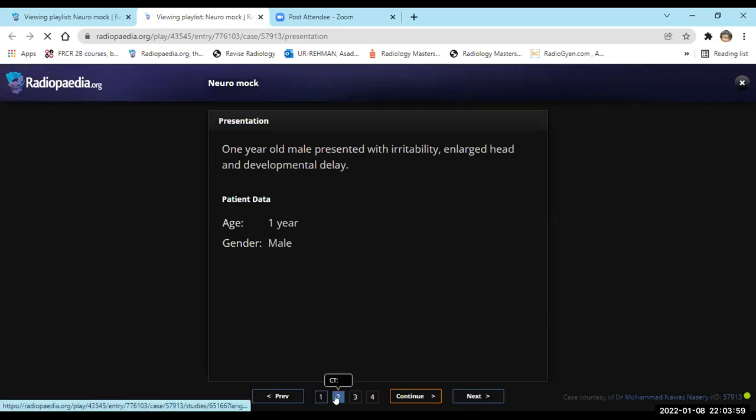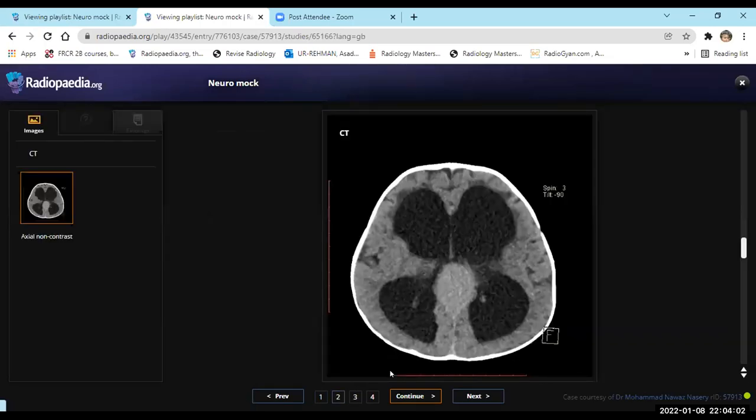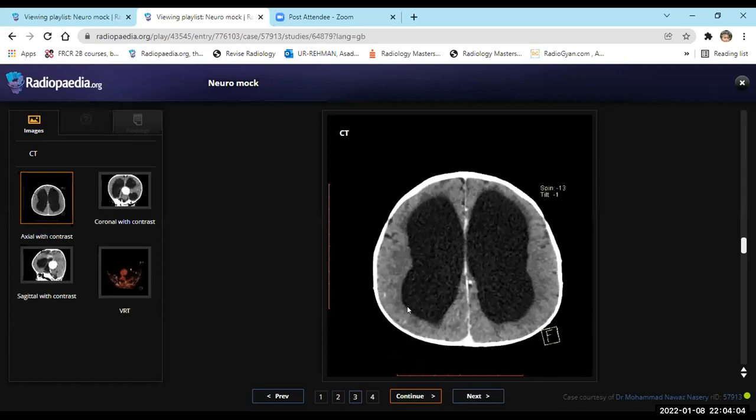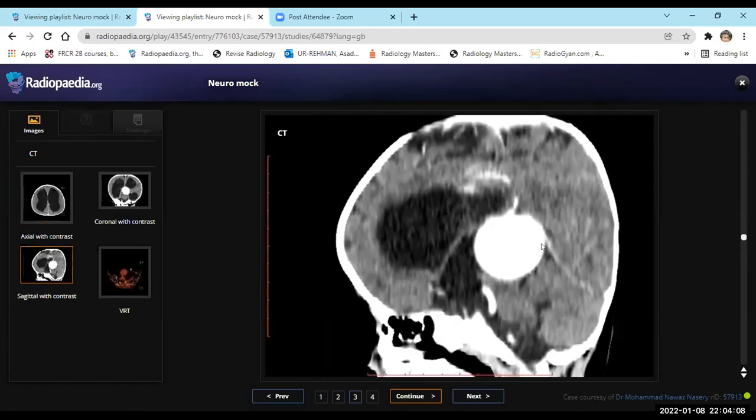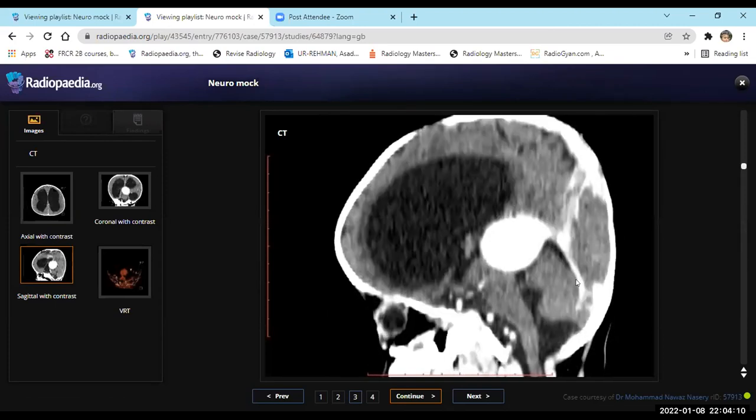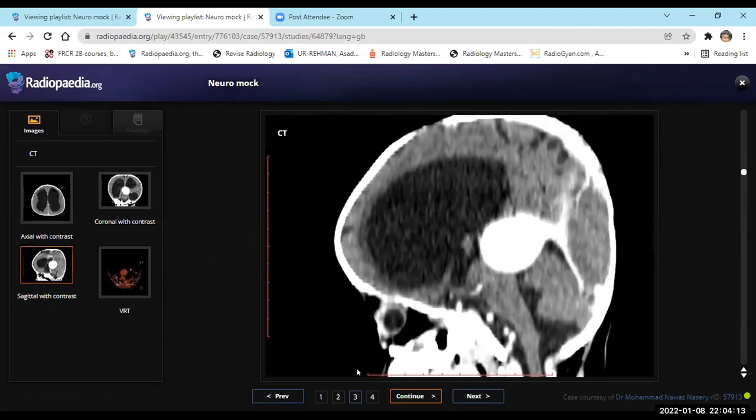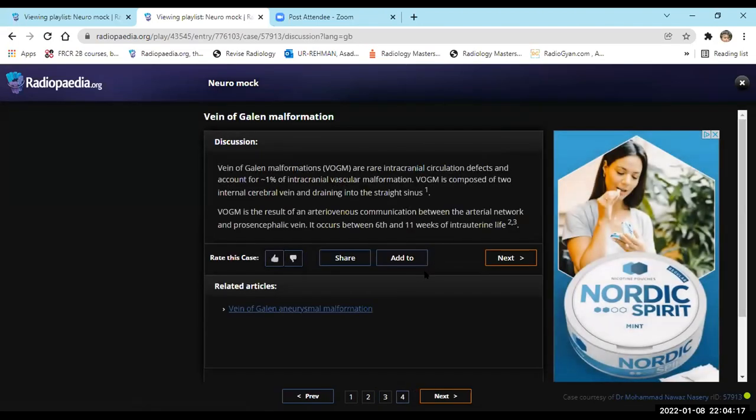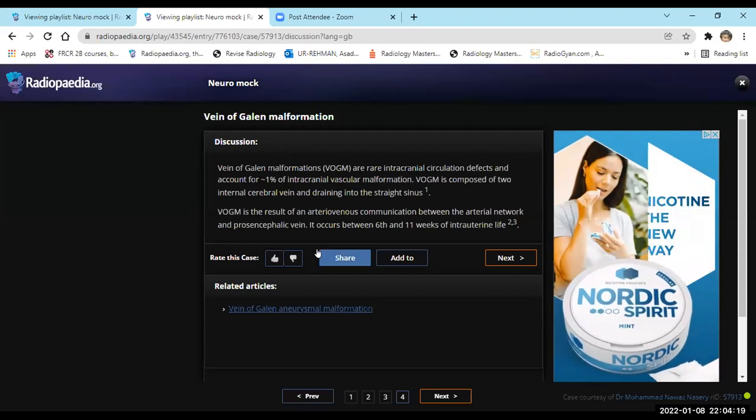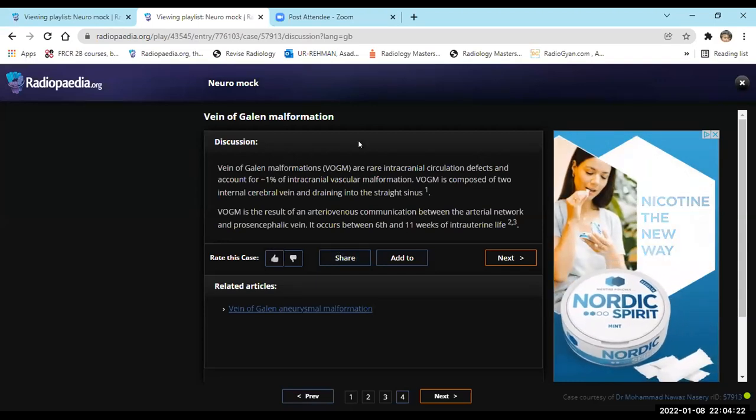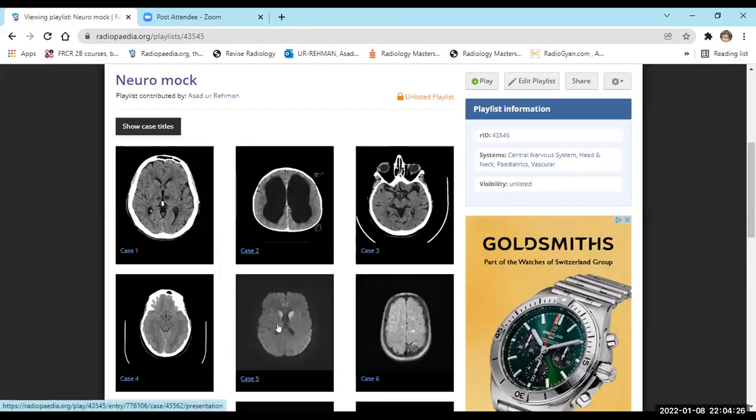And for this one, you did it right in the end. You picked up the abnormality and you described it well, and it is showing communication with the straight sinus, and that's why it is a vein of Galen malformation, in this particular case and also by the location. Yes. And for this one you did very good.